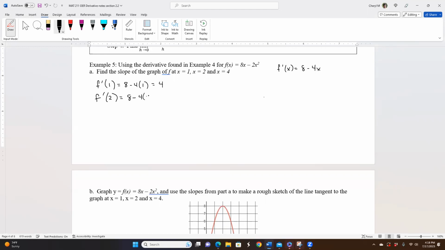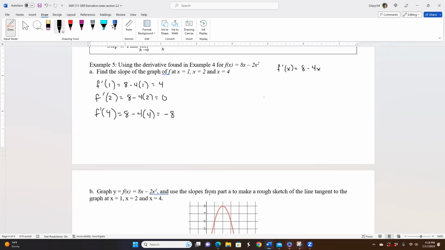The slope at x equals 2 would be f prime of 2, so 8 minus 4 times 2, or 0. And the slope at 4 would be the same as the derivative of 4, so 8 minus 4 times 4, which is 8 minus 16, or a negative 8. Part B wants us to represent that on a graph.